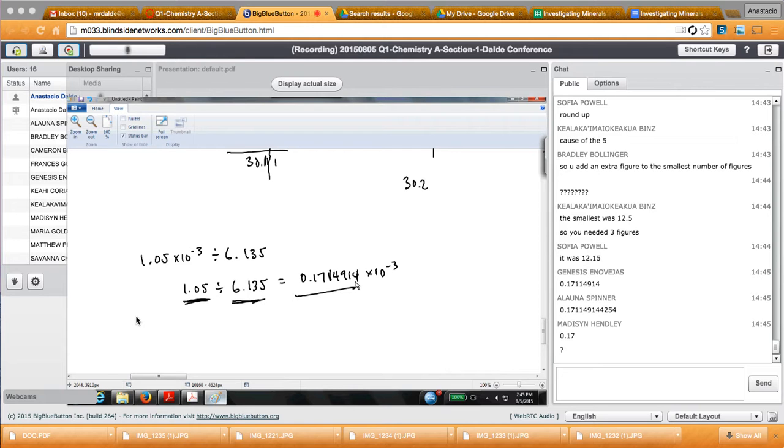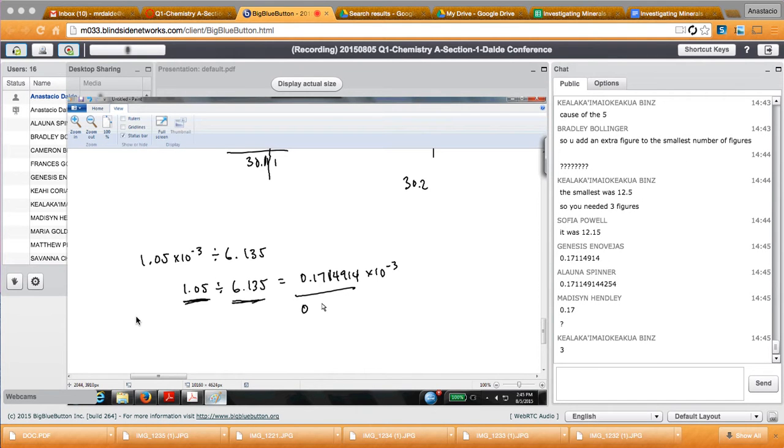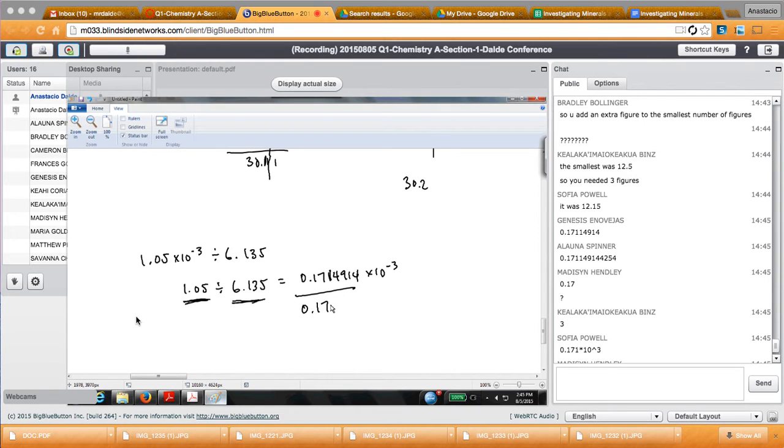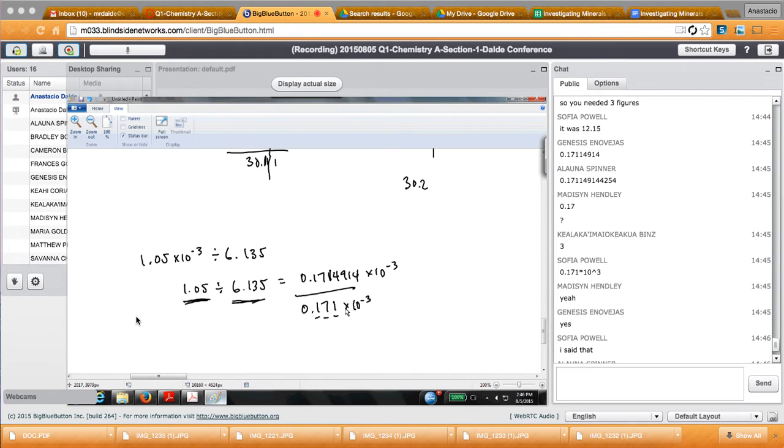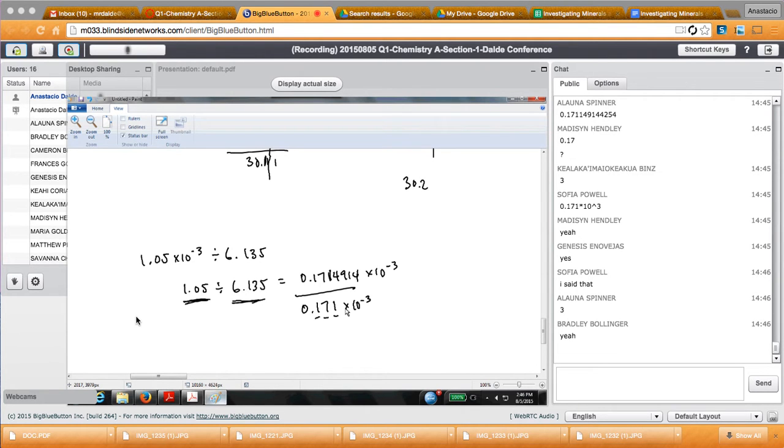So what you need to do is 0.17. Is that what you folks are saying? 0.17? No, it's 0.171 times 10 to the negative 3, because this is 3 significant figures. Got it? Does this make sense to you? Sure? I know it's tough.